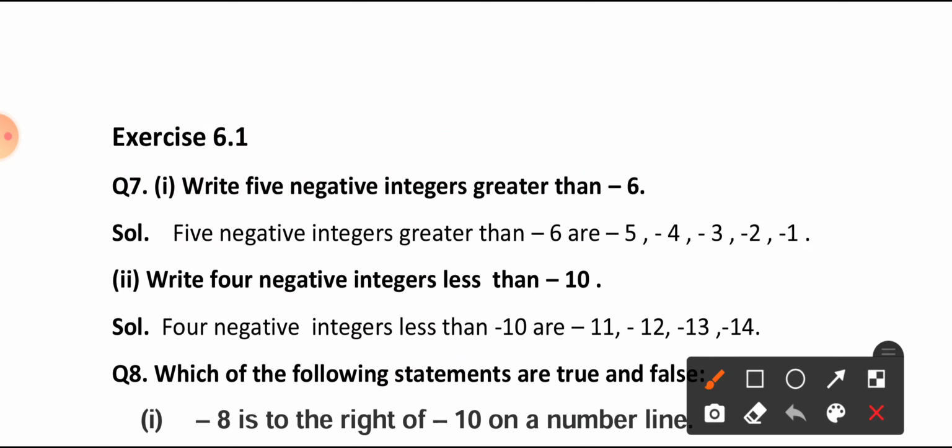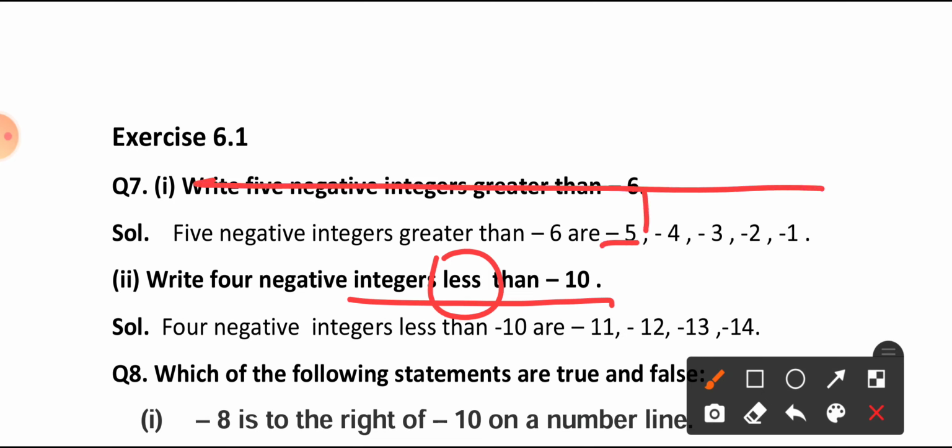Next one, write 4 negative integers less than minus 10. Now we have to write integers less than minus 10. It means the integers which are smaller than minus 10. So if you take minus 10, minus 11, minus 12, minus 13, minus 14. Now we have to write the integers. As we have to find less, it means those which are smaller than minus 10.